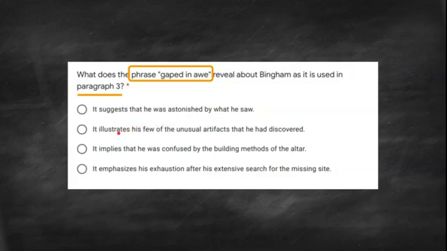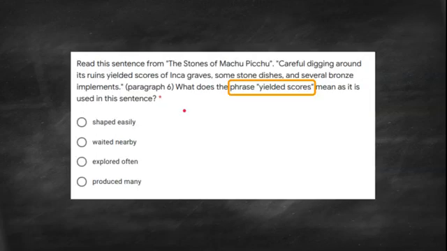Okay. It does not show us the unusual artifacts he found. It does not show us that he is confused. And it's not showing us that he's exhausted. He is astonished at what he saw in that paragraph. Okay. So gaped in awe would be another way of saying surprised. Wow. He was astonished. All right.